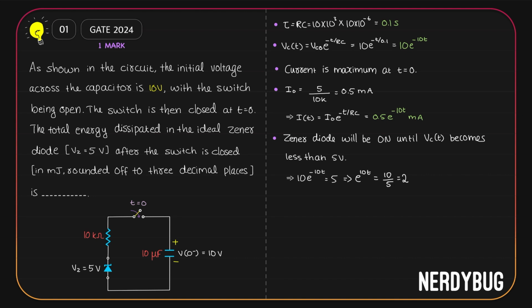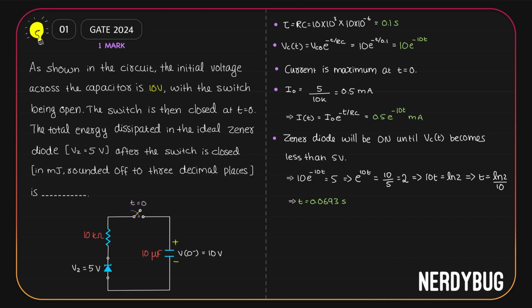Taking natural logarithm on both sides, we get 10t is log of 2, or t is log of 2 divided by 10. Log of 2 is 0.693. So t is 0.0693 seconds. The diode will be on only for 0.0693 seconds. Throughout the time it is on, the potential across it is going to be constantly at 5 volt. Current through it is going to be 0.5 e to the power minus 10t milliamperes.